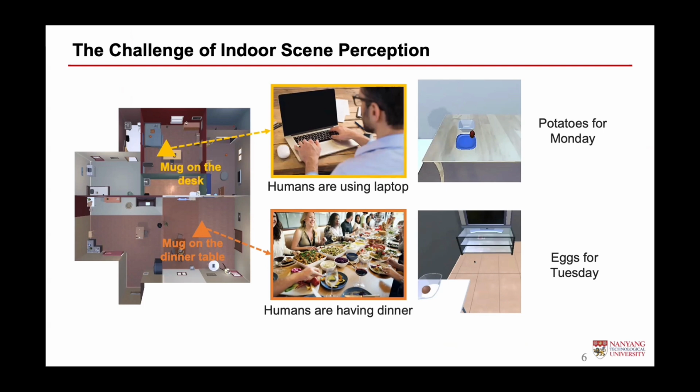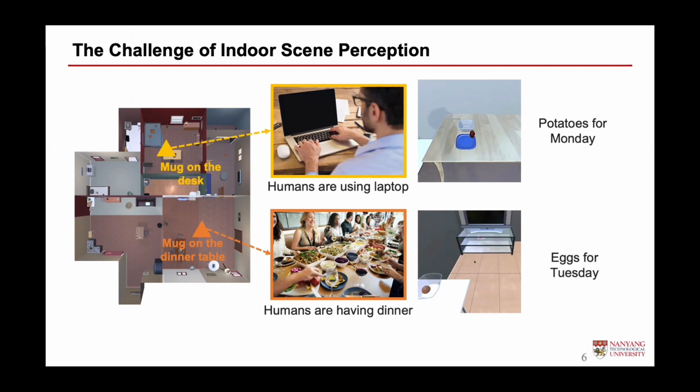This is the first one: it will change the locations of the objects. And the second one is that it will change the existence of the objects. For example, today, if we ask the agent to cook breakfast for us, and on Monday we have potatoes, but we consumed all the potatoes on Monday, and we buy some eggs for Tuesday. If we use a pre-built scene map from Monday to generate the task plans on Tuesday, it will fail because we don't have potatoes anymore.